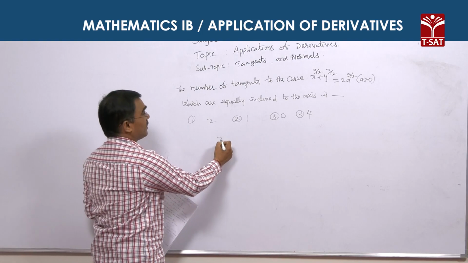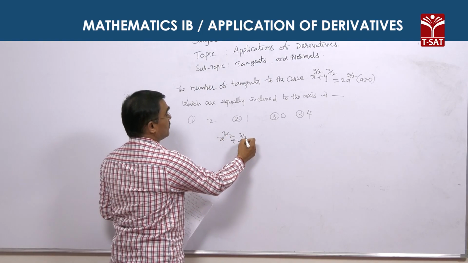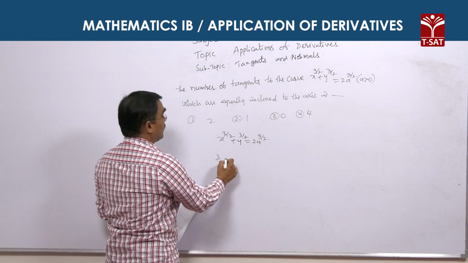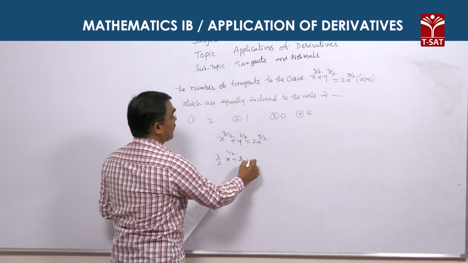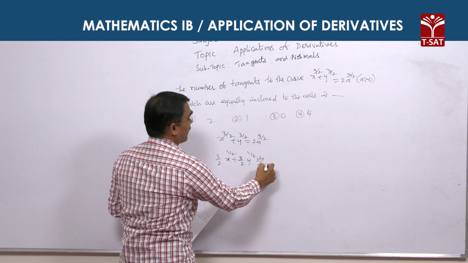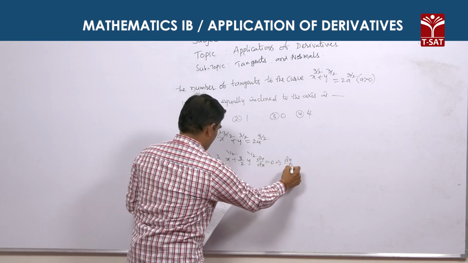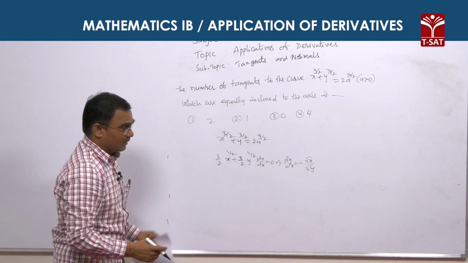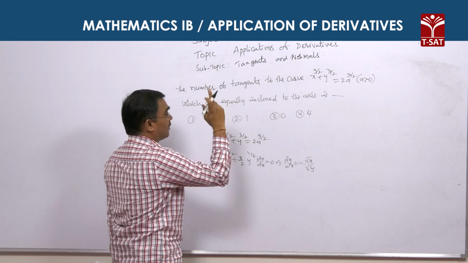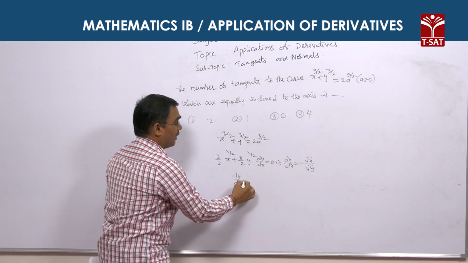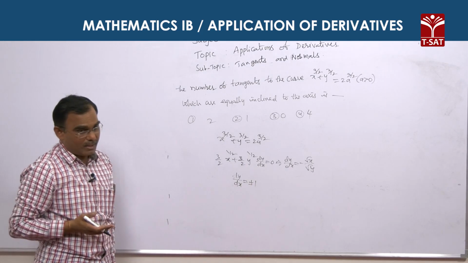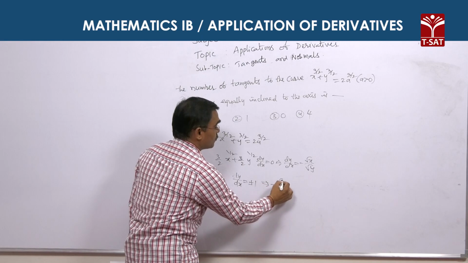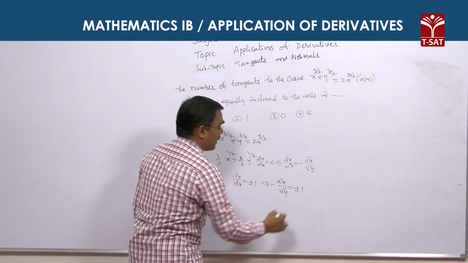So the given curve is x^(3/2) + y^(3/2) = 2a^(3/2). Differentiate: 3/2 x^(1/2) + 3/2 y^(1/2) dy/dx = 0. From this, the slope of the tangent line is dy/dx = minus root x by root y. Since the tangent line is equally inclined to the coordinate axis, the angle is 45 or 135 degrees, so dy/dx equals plus or minus 1. From that, minus root x by root y is equal to plus or minus 1.